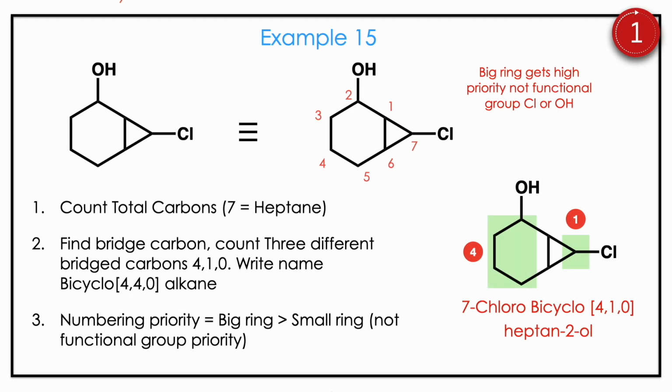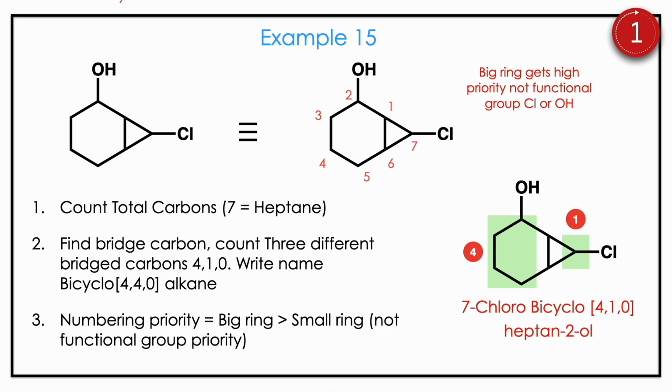Then example 15. You have cyclohexane fused with cyclopropane with alcohol and chloride, 2 functional groups. Here if you look at it, the numbering starts from big to small. So the 6-member ring gets high priority, then comes 1. Third bridge is absent, so it is 0. So the total carbon atoms, the parent, you should count it as 7. So 7, and how many after the bridge means 4 on one side, 1 on another side, third is not there, 0. The real problem comes on numbering.